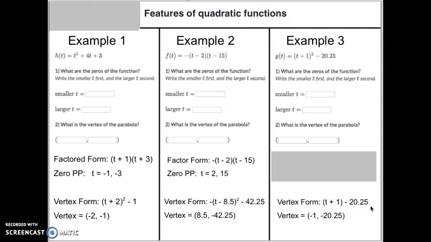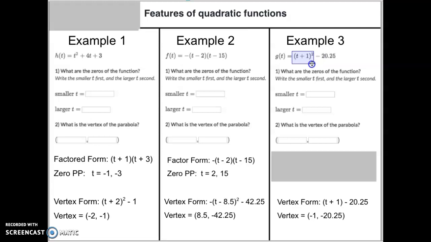But then, in order to get it back to factored form, you need to first use a generic rectangle to multiply t plus 1 times t plus 1. Okay, so you're going to get t squared plus 2t plus 1. Then you're going to take that -20.25 and add it to the 1. So you're going to have -19.25. Now, you could factor it with a decimal, but I'm going to tell you, factoring decimals is not easy.